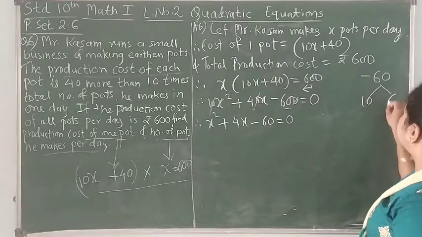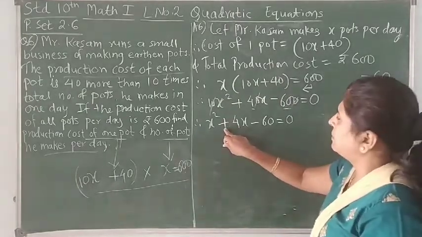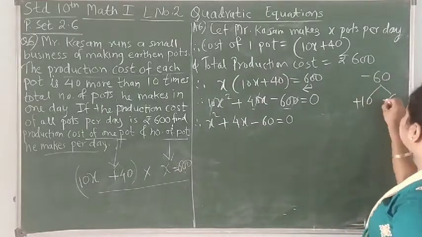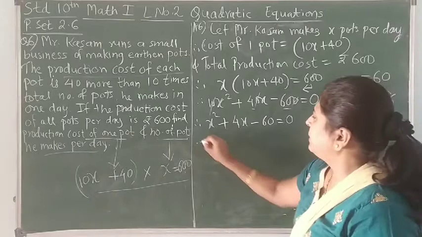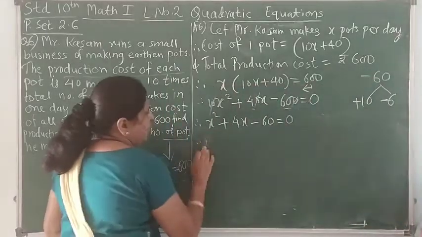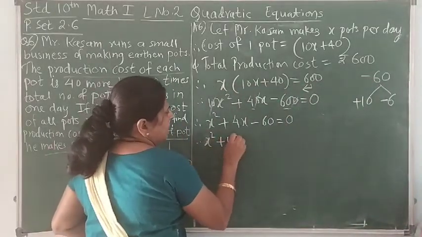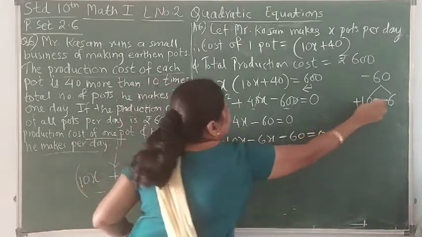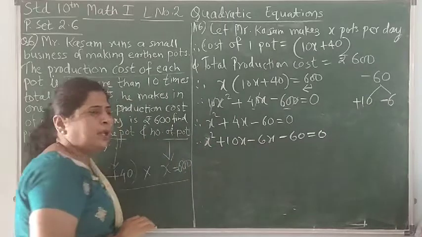So it is 10 sixes are 60. This middle sign is plus. Put the sign to the greater number and the opposite to the smaller. Okay. Now this will become, I'll write x square plus 10x minus 6x minus 60 is equal to 0. These factors we have written along with the variable x.